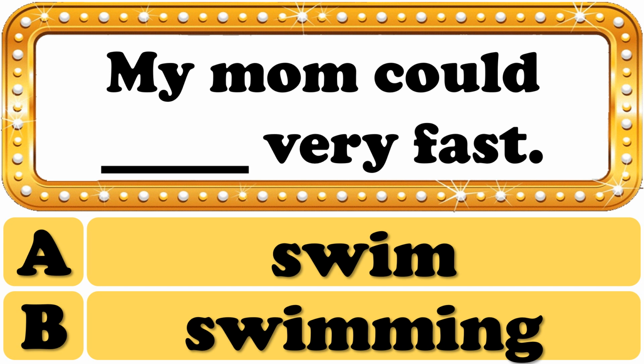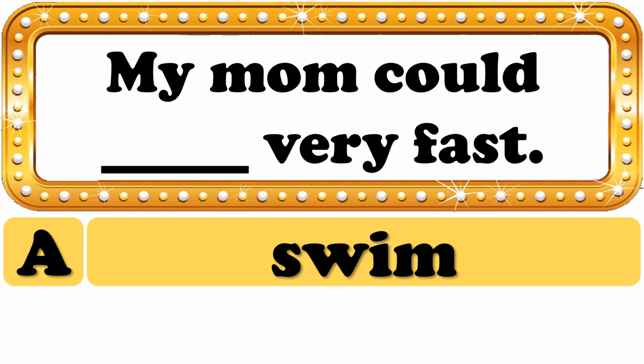Okay, what about this one? Remember the rule for could. Do we have to do anything to the verb? The right answer is A. My mom could swim very fast. So when we're talking about past abilities, we're going to use could or couldn't, and we don't need to change the verb.